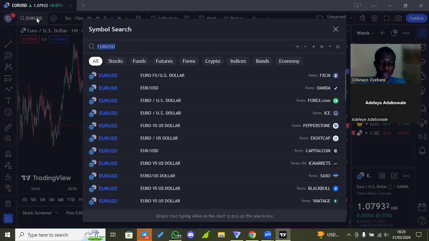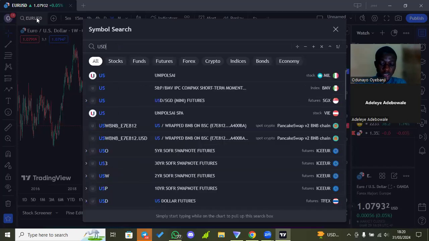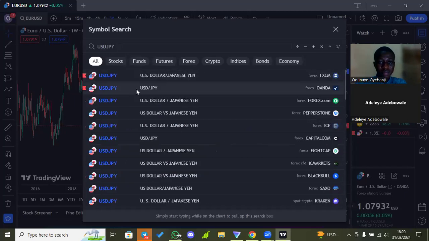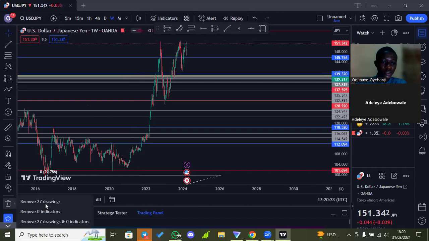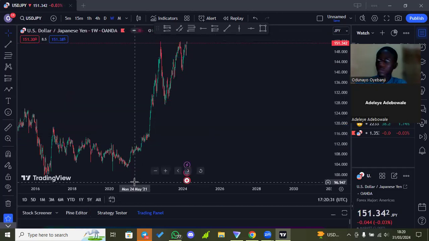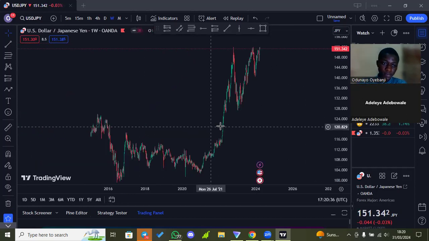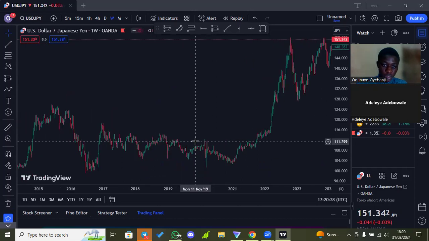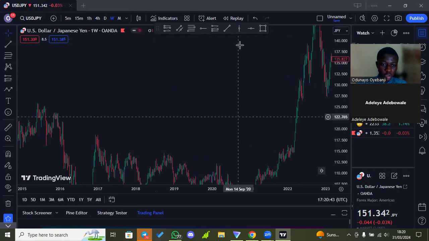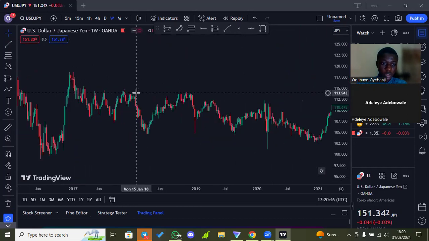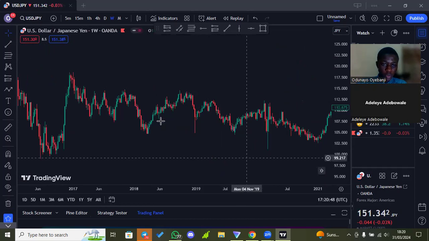Let me just check USD/JPY. Okay, so let's check a ranging market. A ranging market is one that is neither trending upward nor trending downwards. Are you with me? It's neither going up, nor is it coming down. So it's only bounded between some points.